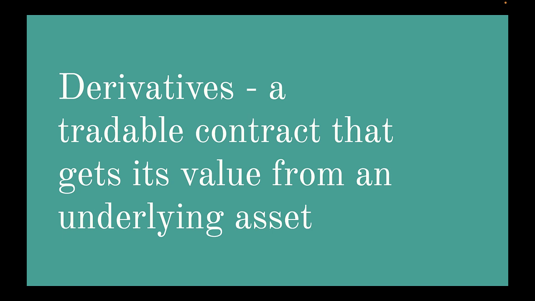So, an option is a type of derivative, and there's different types of derivatives. There can be futures, there can be swaps, there can be perpetuals, and a derivative is basically just a contract that gets its value from an underlying asset. And when I talk about assets, that could be anything from a stock, it could be a commodity, it could be a fiat currency, it could be cryptocurrency, it could be a bond, it could be anything that's traded on the market.